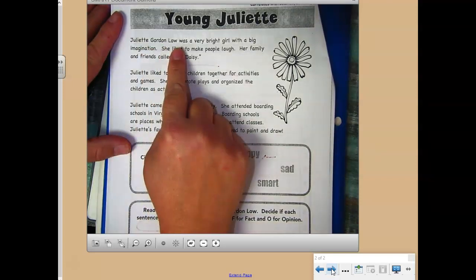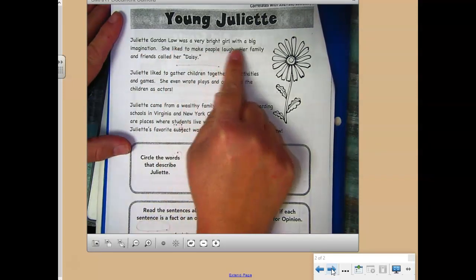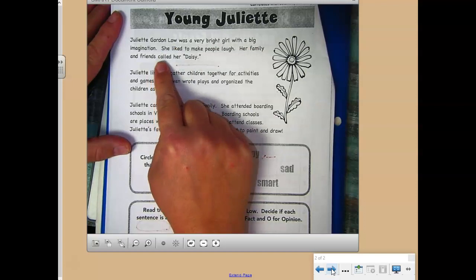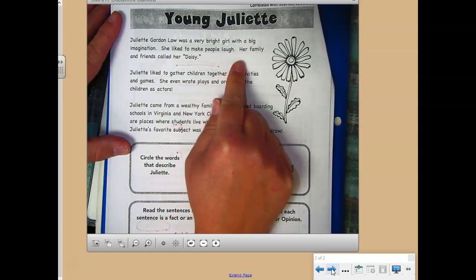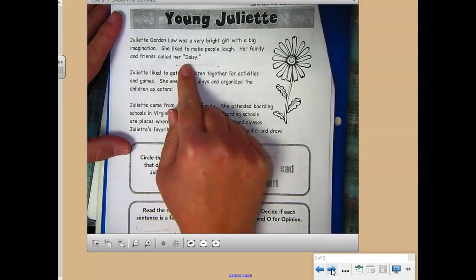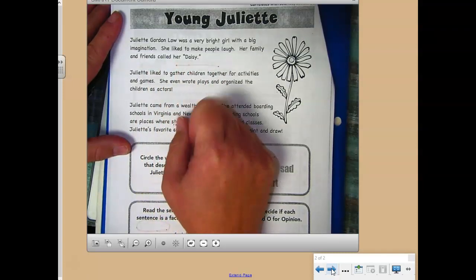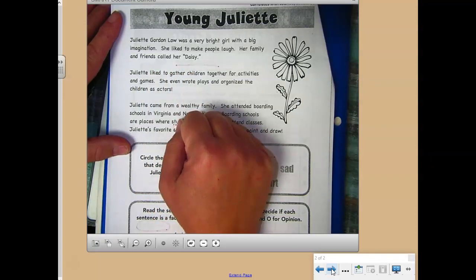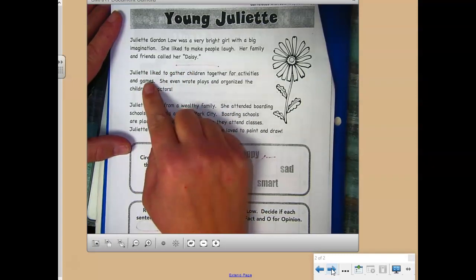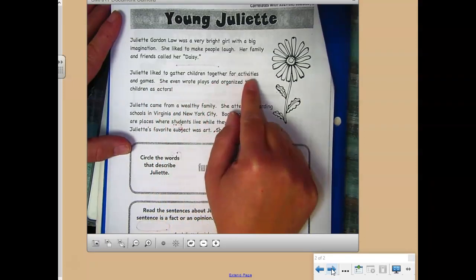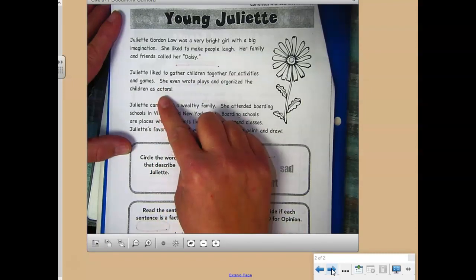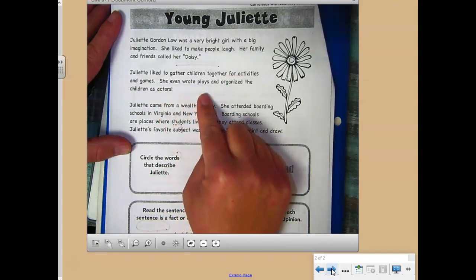Juliette Gordon Low was a very bright girl with a big imagination. She liked to make people laugh. Her family and friends called her Daisy. So what was her nickname? Daisy. Juliette liked to gather children together for activities and games. She even wrote plays and organized the children as actors.